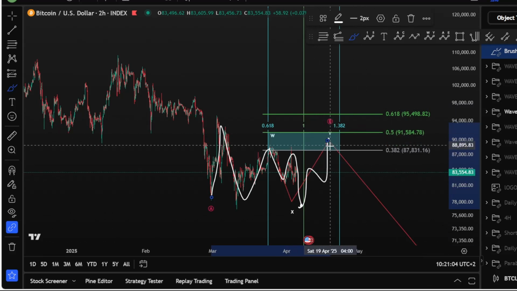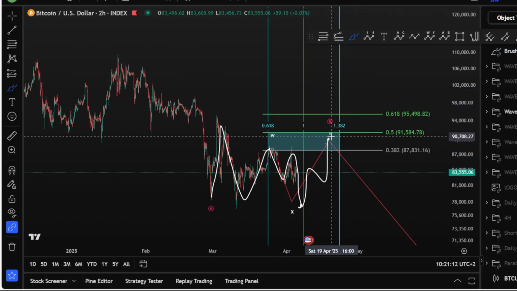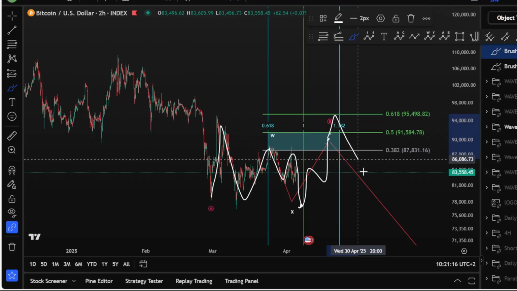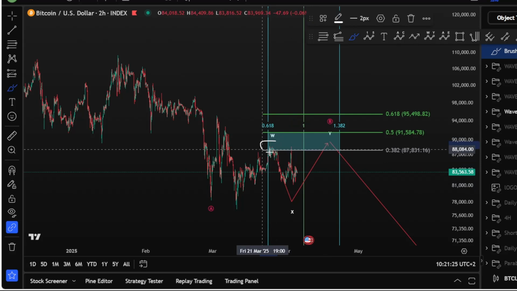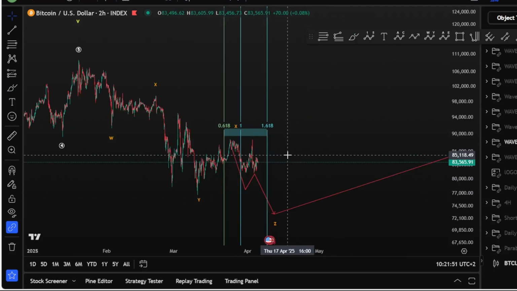Don't forget a WXY has no very precise ranges. It is a wide range, so you have to be careful. Your wave Y might even overshoot a little bit for the 0.618 and then move toward the downside. This is the second possible scenario, and only if we take the high here by breaking this triangle.